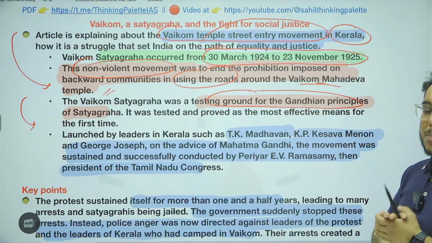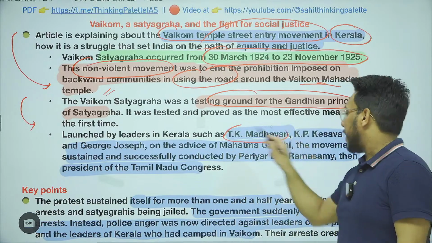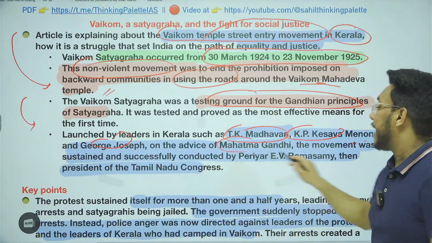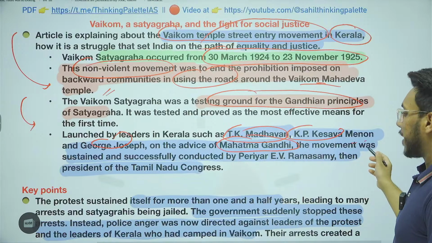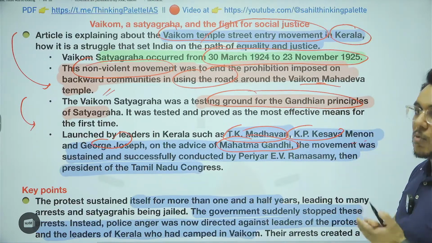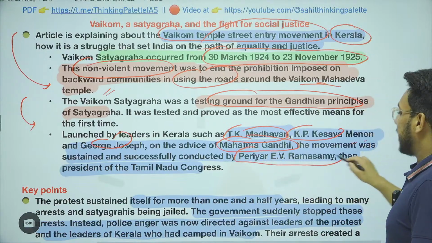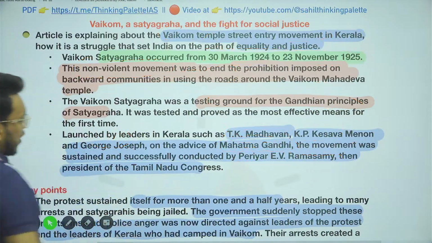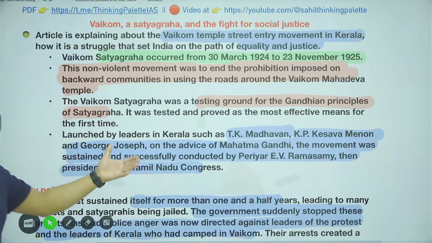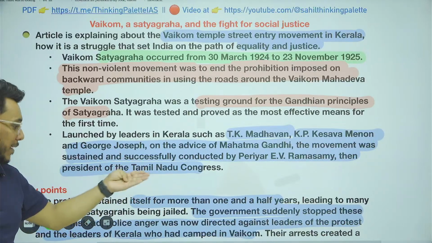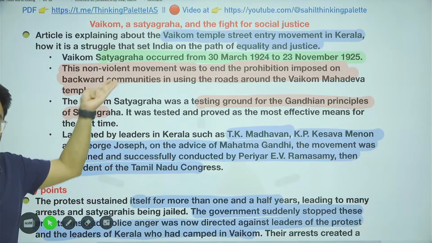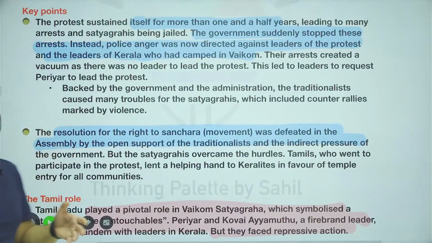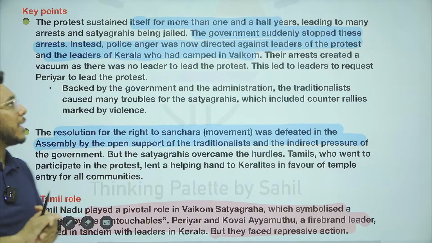Now, many leaders participated in the Vaikom Satyagraha, such as T.K. Madhavan, K.P. Keshav Menon, George Joseph, and largely the spiritual leader of this movement was Mahatma Gandhi. Successfully steering this movement on the ground was Periyar E. Ramaswamy, who was then the president of the Tamil Nadu Congress. Now, understand this particular thing: Periyar E.V. Ramaswamy was the president of the Tamil Nadu Congress, but he supported the movement in Kerala. The article is talking about how, for long, Tamil Nadu and Kerala have helped each other and supported each other's causes.